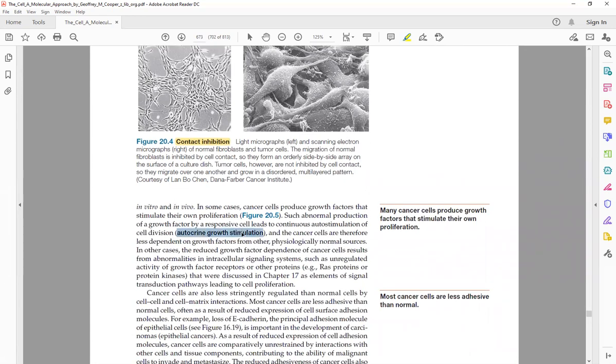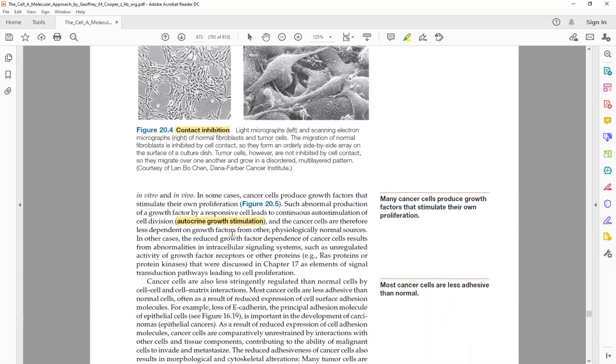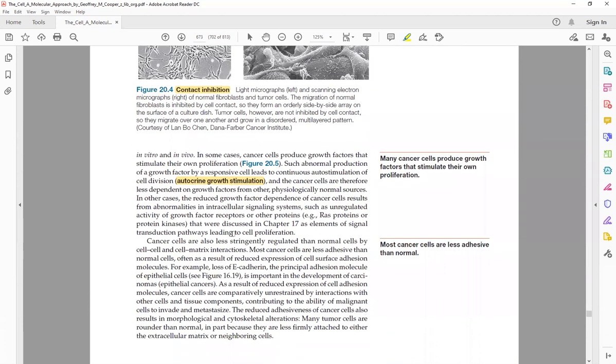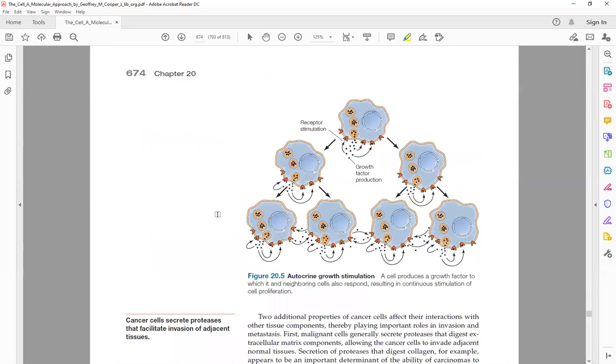Another property of the cancer cell is that they show autocrine growth stimulation. Autocrine growth stimulation means they can undergo their own stimulation to undergo division. They produce their own growth factor. Let us look at this diagram and explain it. When you look at this particular diagram, you see that the cancer cell exhibits autocrine growth stimulation.